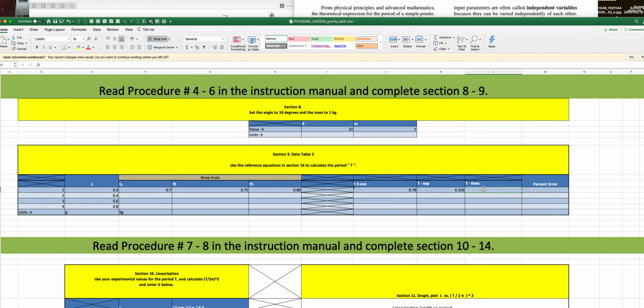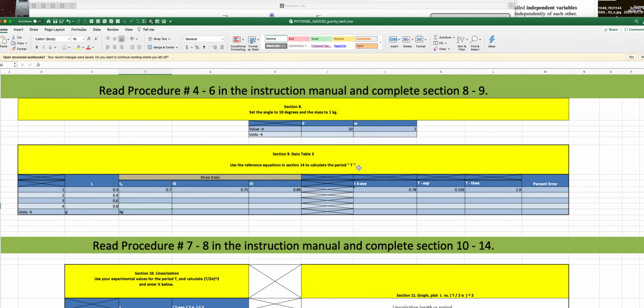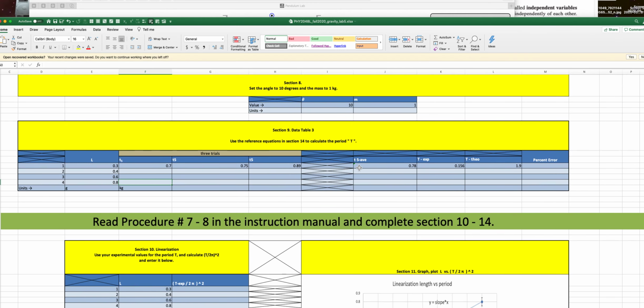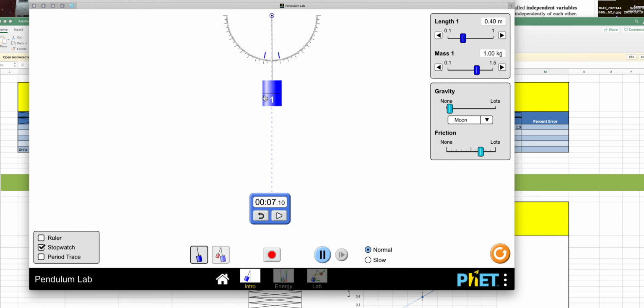So let's say that this was 1.9. This is going to be the percent difference between these 2 numbers here. And then you're going to repeat what you just did here for the different masses, for 0.8, or 0.6, and then 0.4. And now once you've completed this section, then you're going to go to procedure 7 and 8. So it's the same experiment. We're just adding another part to the same experiment here. So actually you're done taking data after you complete this part here.